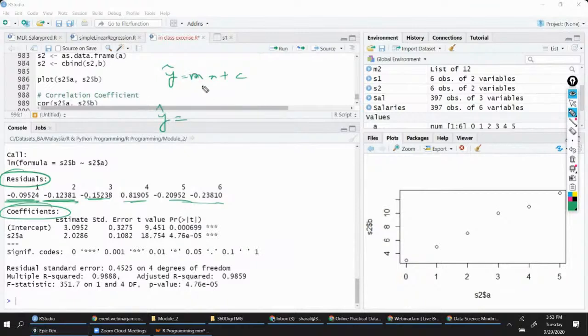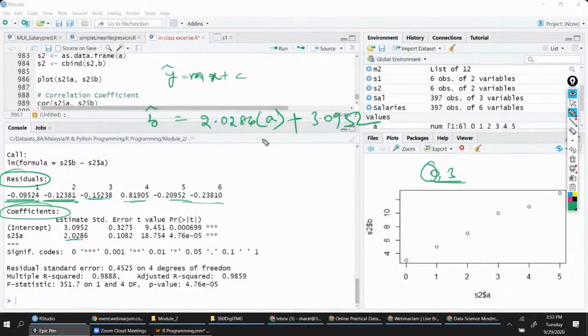If you look into the coefficients, which is basically giving you this equation, your y hat is explained as mx plus c. So what is m? 2.0286 into a plus, this is b, right? So I'll say b hat is equal to, what is c? 3.0952.